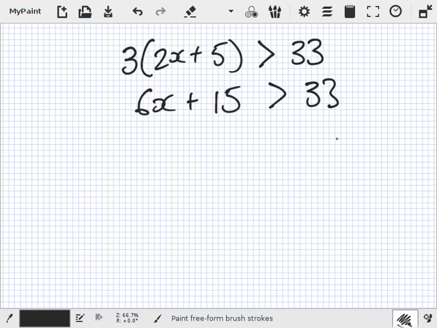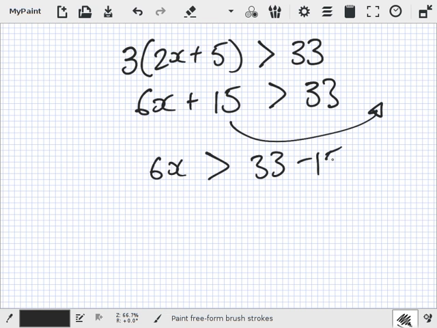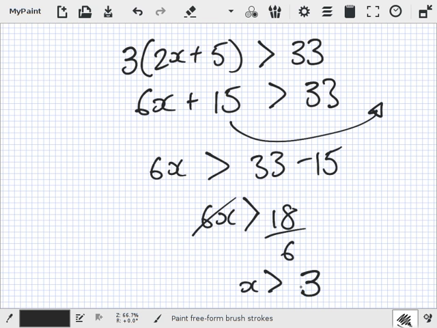Now, what's my next job? To bring the 15 over to the right, and it becomes minus 15, doesn't it? So, is that 18? Yeah. Great. And then, finally, divide by the 6, and I hope you all got x is more than 3. Okay, that's half the question, but now there's a second half here with a quadratic.